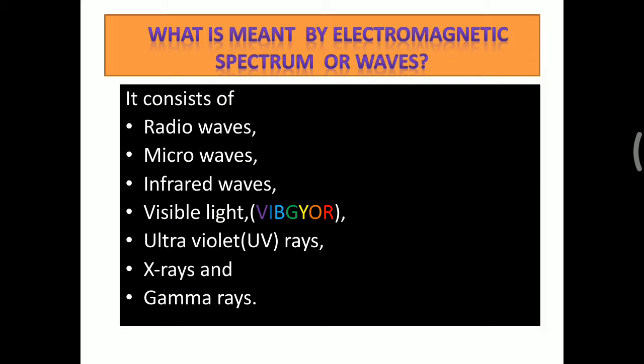The electromagnetic spectrum or waves consist of 7 waves: radio wave, microwave, infrared wave, visible light, ultraviolet ray, X-ray, and gamma rays. And look at this image. Here I have written gamma ray, X-ray, UV ray, the visible light, that is BGR, infrared, micro, and radio wave.